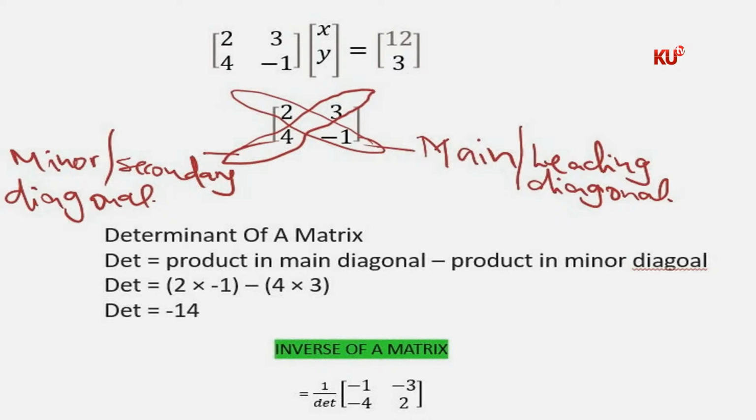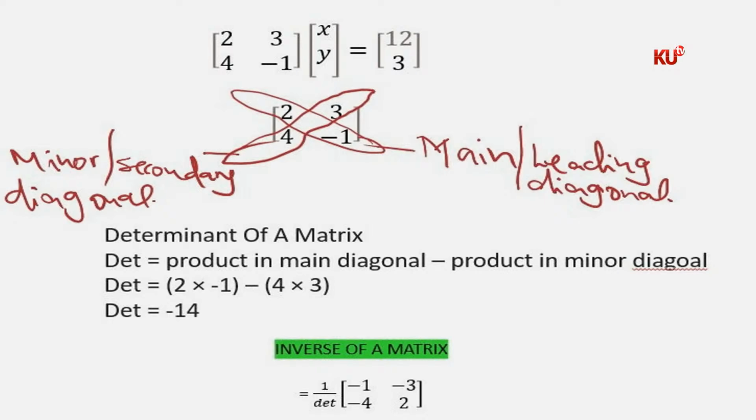Look at how I identified my main diagonal and my minor diagonal. The main diagonal, learners, if you look at the diagram I've represented very well there on the border, is the one that is running from the top left to the bottom right. That gives you the main or the leading diagonal. Then the one running from the bottom left to the top right is called the minor or the secondary diagonal.